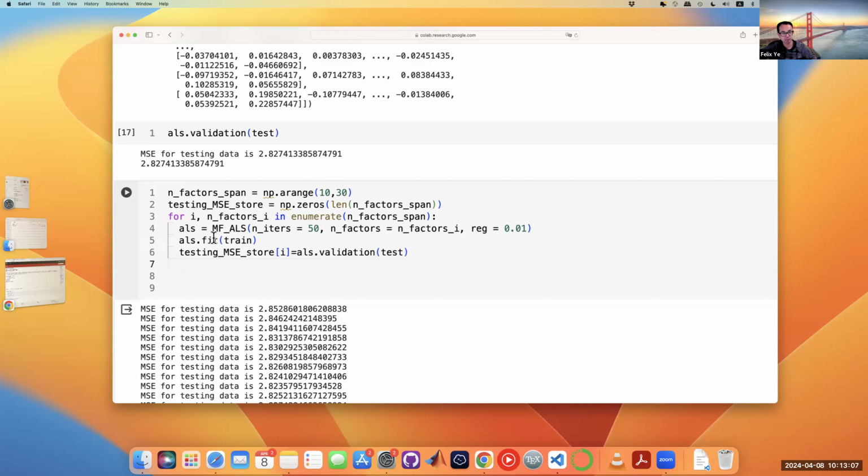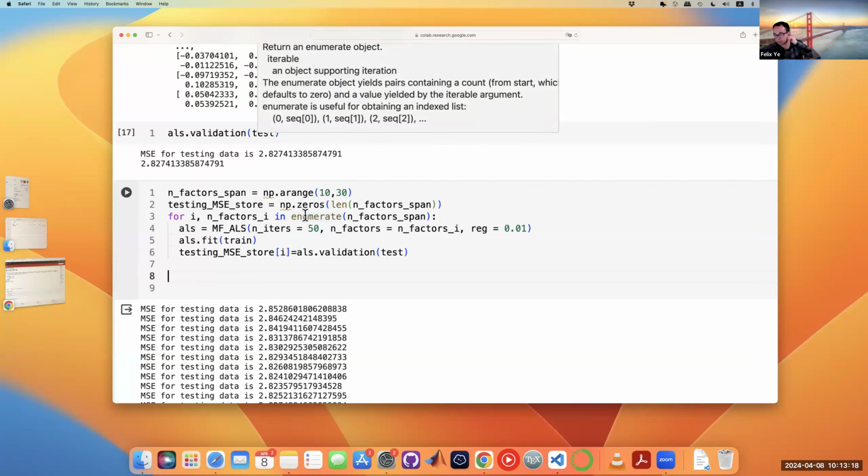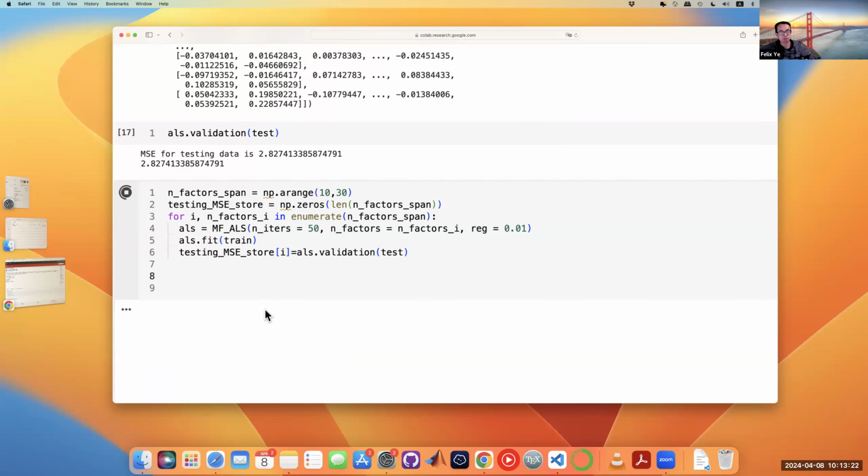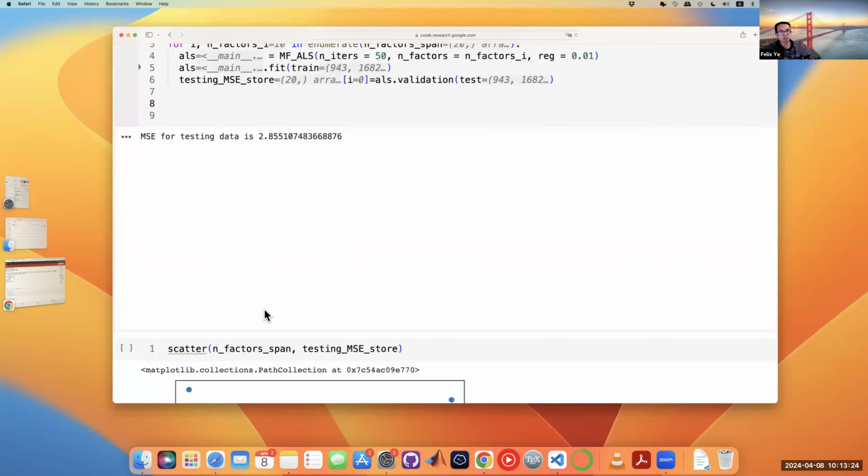Then I do the fitting, and then we do the testing, basically just validating with the testing data. The only difference is I change this number of factors, which is the K, to see how this changes. So you can run this. It takes a little while.